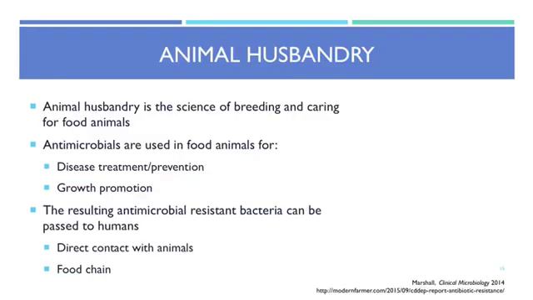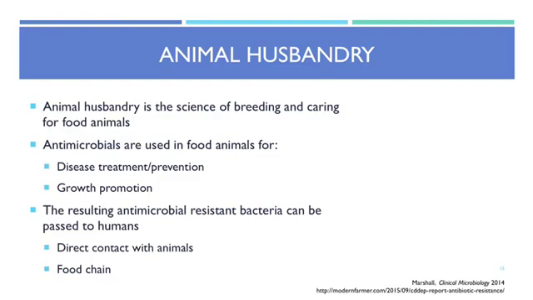The next thing I want to bring up is this idea of animal husbandry. I mentioned that you can get resistance from the foods that you eat. We do a lot of antimicrobial stewardship. We do a lot of things to reduce the amount of antibiotics we're using in humans, but a lot of the antibiotics that we use are actually used in the food industry, particularly with animals. Animal husbandry is defined as the science of breeding and caring for food animals.